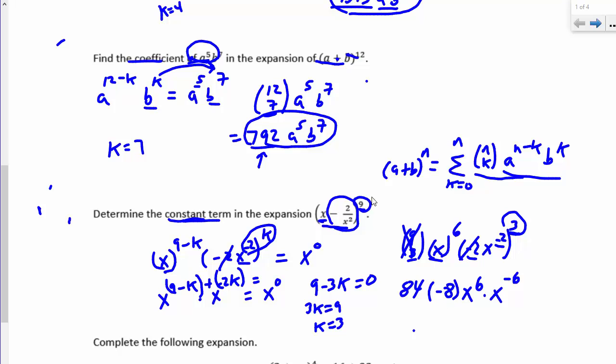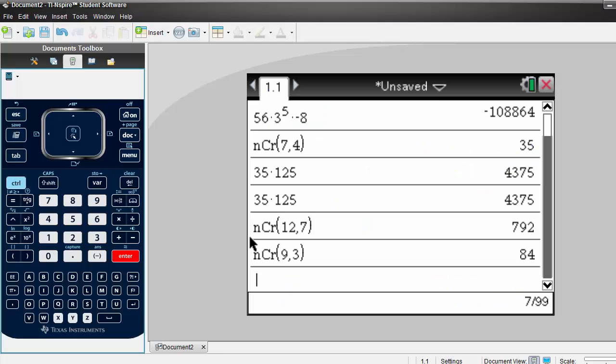Alright, so literally what this is going to give me is 84 times negative 8 times x to the power of 0. This thing is the same thing as 1, so this is going to disappear and become 1. So this is just going to leave me a number when I'm done, and it's going to be 84 times negative 8. And all I have to do again is consult the calculator. So 84 times negative 8.